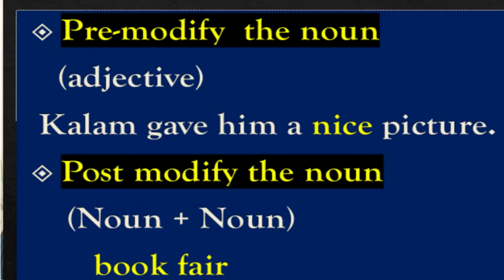First of all, pre-modify the noun. Whenever you are asked to pre-modify a noun, in that case you will put an adjective. Now see, post-modify the noun. Here, whenever you are asked to post-modify the noun, then you will put another noun. One noun will work as a noun and the other one will work as an adjective. So two nouns will be together. See the example, book fair.